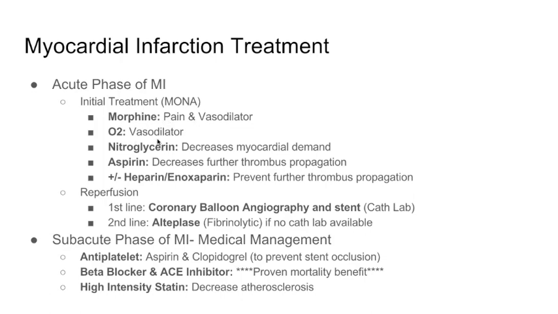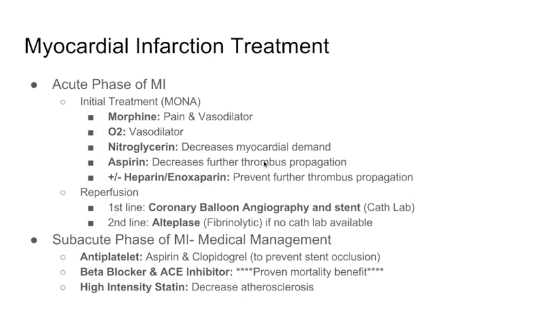Oxygen, you also give to them, and it's a vasodilator. Nitroglycerin, you can give to them to decrease the myocardial demand, as we have talked about earlier, and then you give them aspirin to decrease further thrombus propagation. So these are the first things that you want to give them. What you can also give them is heparin or enoxaparin to also prevent further thrombus propagation. So aspirin early on prevents platelets, heparin and enoxaparin prevent fibrin clots, and that's to prevent more thrombus.